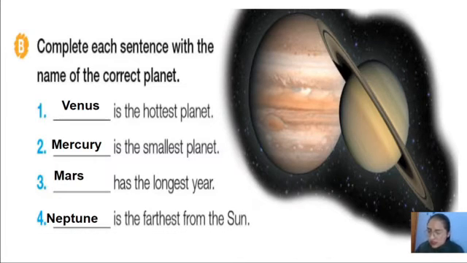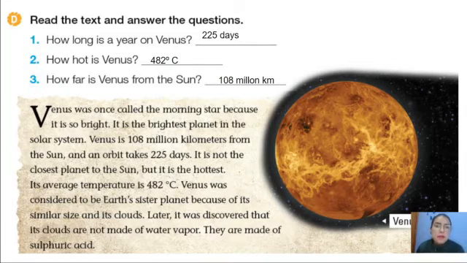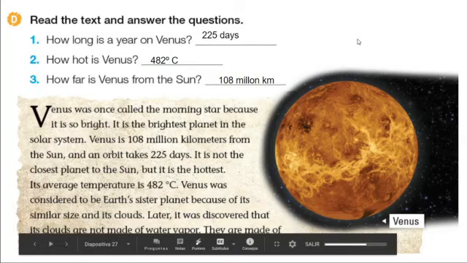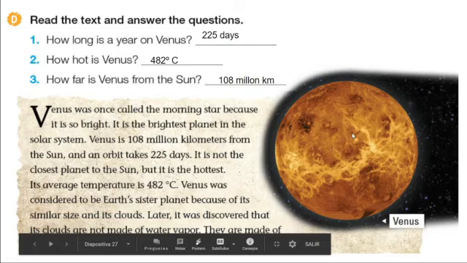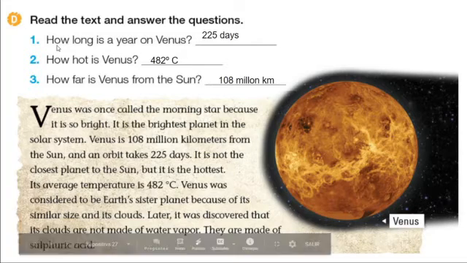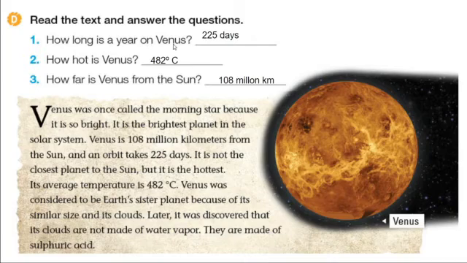Okay, my dear student. Now, we are going to read about our planet. Venus. Okay, activity D. Read the text and answer the question. What is this planet? Venus, very good. You can see in this picture. Podemos ver a nuestro planeta Venus, el que vamos a analizar en esta clase. Now, you have to answer, how long is a year on Venus? 2. How hot is Venus? ¿Cuán caliente es Venus?